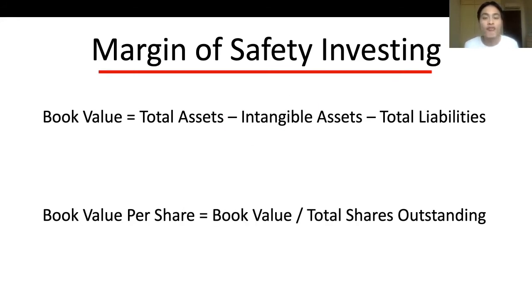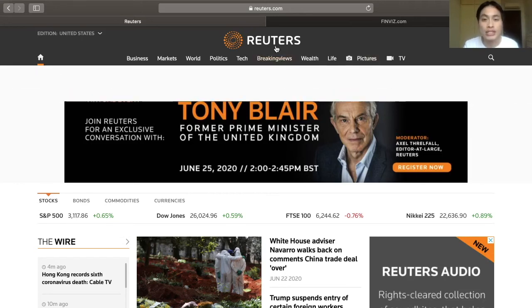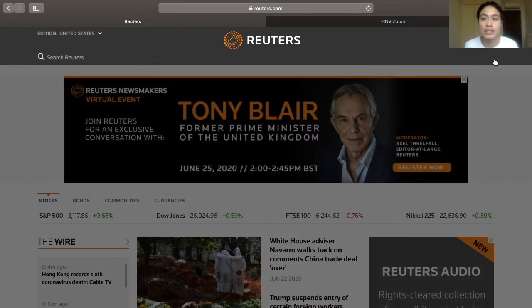To calculate the book value of Tesla, we need to take a look at the financial statements of Tesla, specifically Tesla's balance sheet. The website that I use to view companies' financial statements is Reuters. Right now, I'm on the Reuters homepage. So the first thing I want to do is to search for Tesla. The ticker symbol for Tesla is TSLA. So I'll search for that.